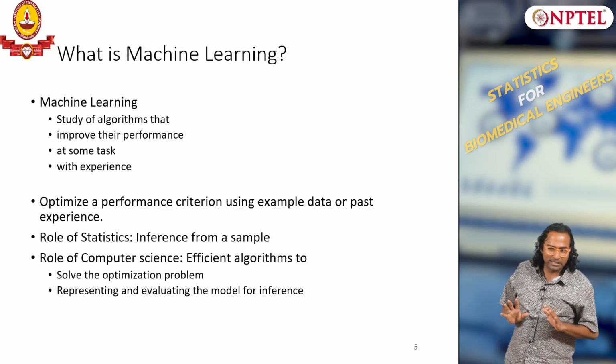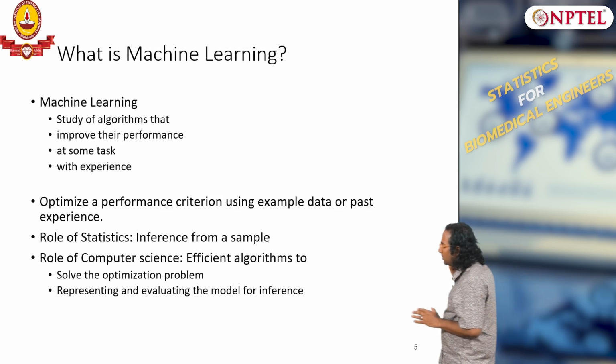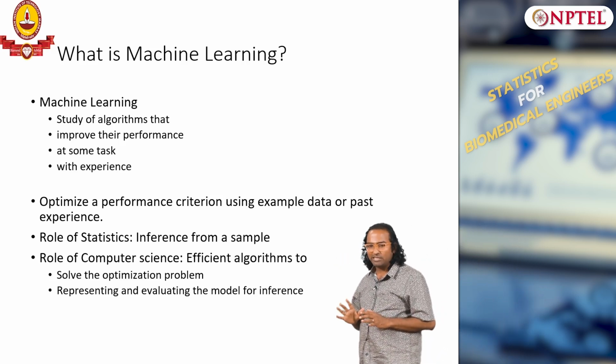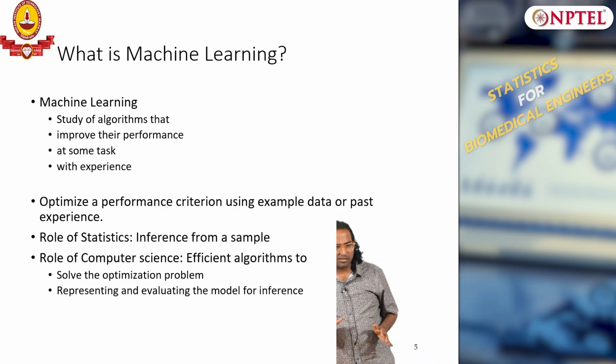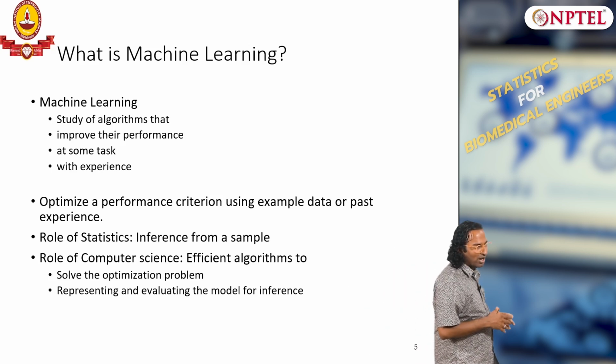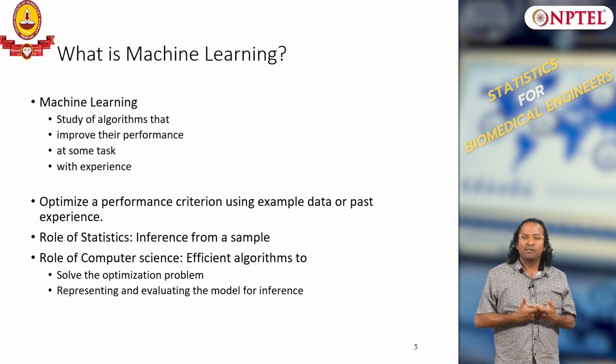So, that is what machine learning comprises of, building models. You have optimization, you have statistics, you have computer science. These three are the key ingredients for building better models.